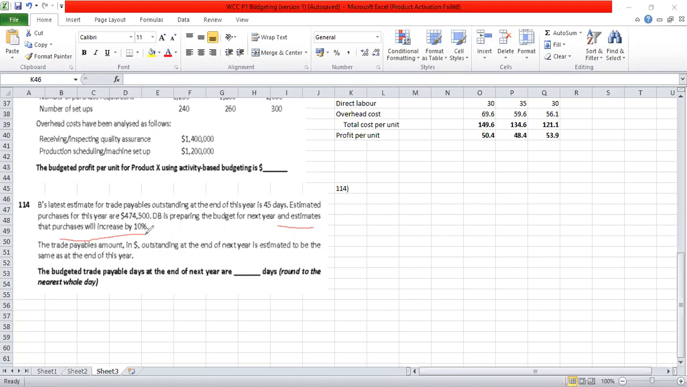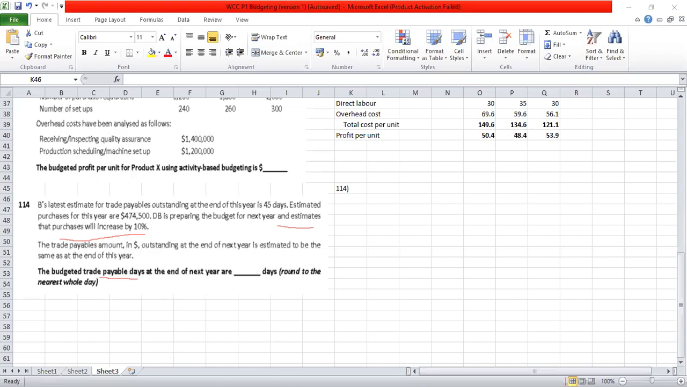If trade payable outstanding days is 45 days, and the purchases for this year are 474,500, with these two details, and the anticipated increase in purchases of 10%, the point is, what are the trade payable days at the end of the next year? What is the trade payable days formula? The first thing, let's work it out. What is the formula for trade payable days?